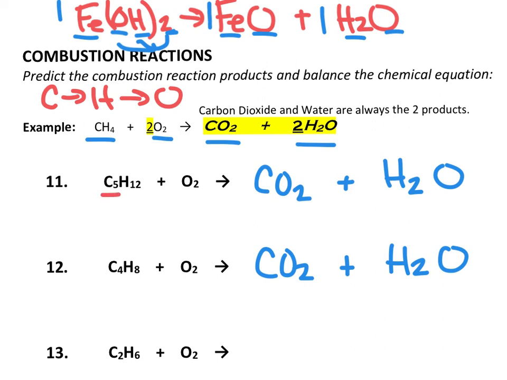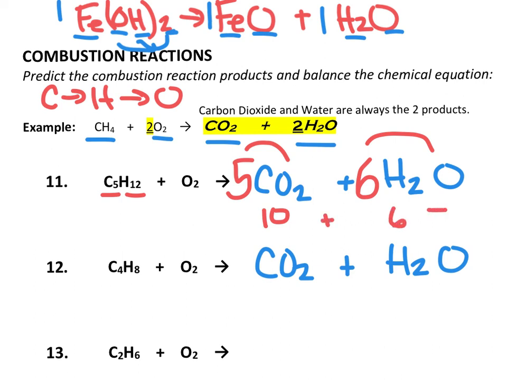All right, first is carbon. There's 5 of them, so I'm going to put a 5 in front of there. Next is hydrogen. There's 12, so I'm going to put a 6 in front of there, 6 times 2. Now, let's take a look at how many oxygens we have. We've got 5 times 2, so we've got 10 oxygens, and 6. So 10 plus 6 gives us 16 oxygens. So in order to get 16 oxygens, we need an 8 here. So we're going to balance that out with a 1, 8, 5, 6. Nice. Let's take a look at the next one.